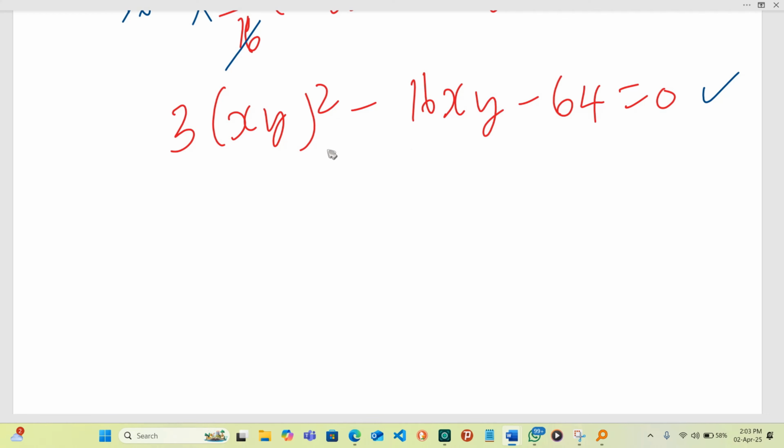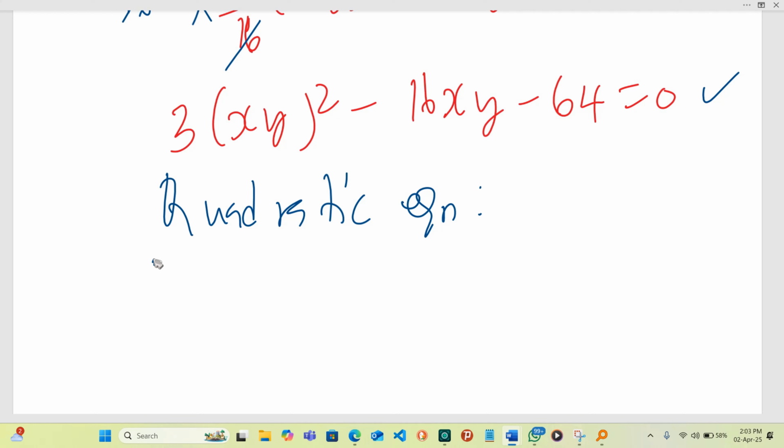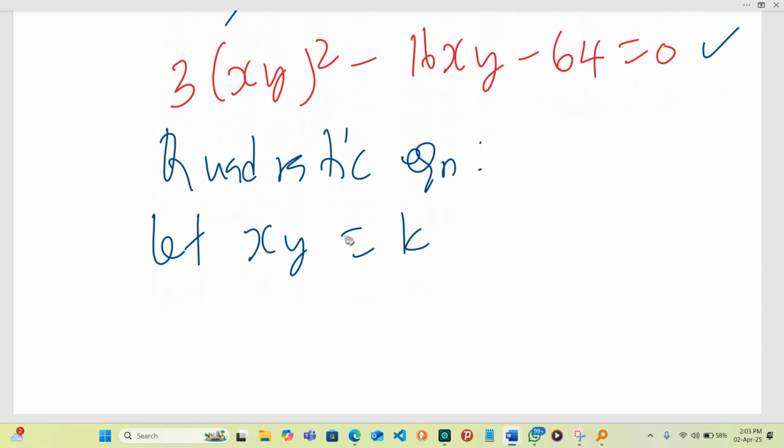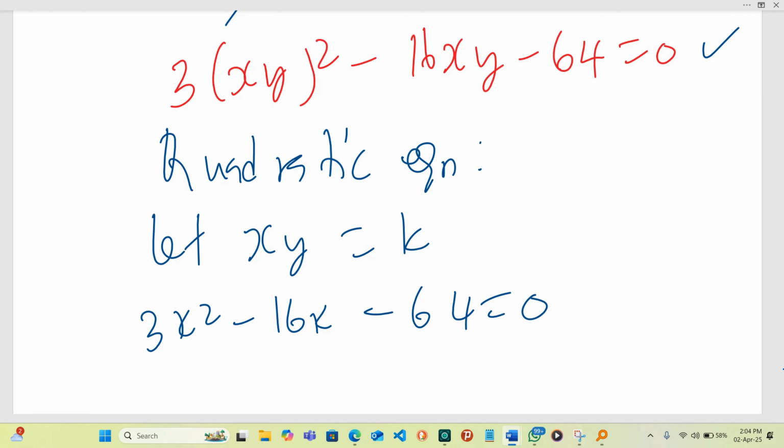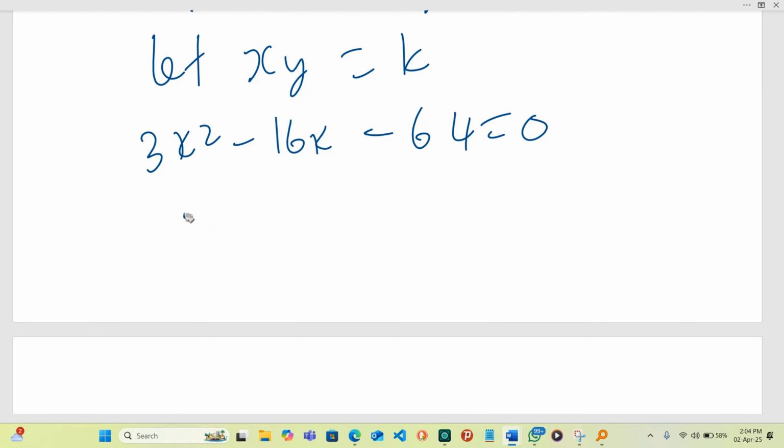So that means I can now solve this as a quadratic equation. So we say let xy is equal to k, or any other constant, any other variable k. So we shall have 3k squared minus 16k minus 64 is equal to 0. What does that mean? This is a is equal to 3 according to the quadratic equation format. B is equal to negative 16 and C is equal to negative 64.